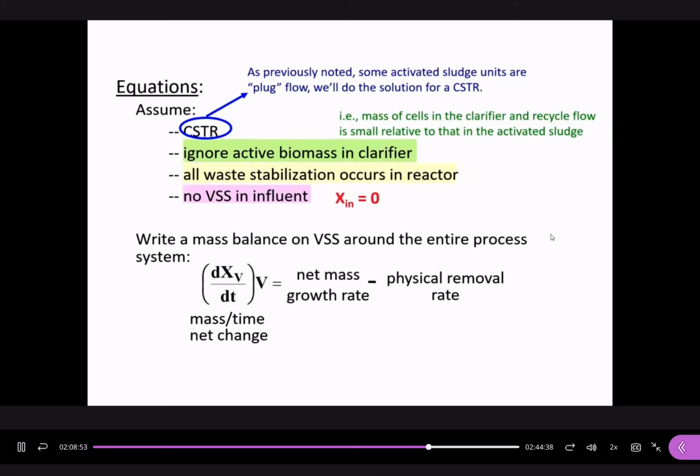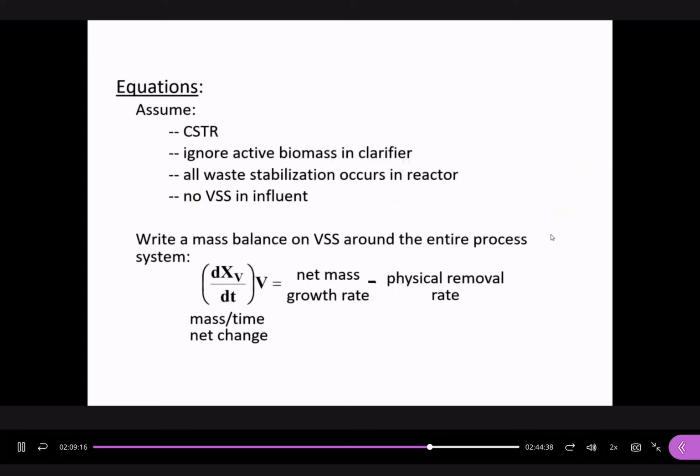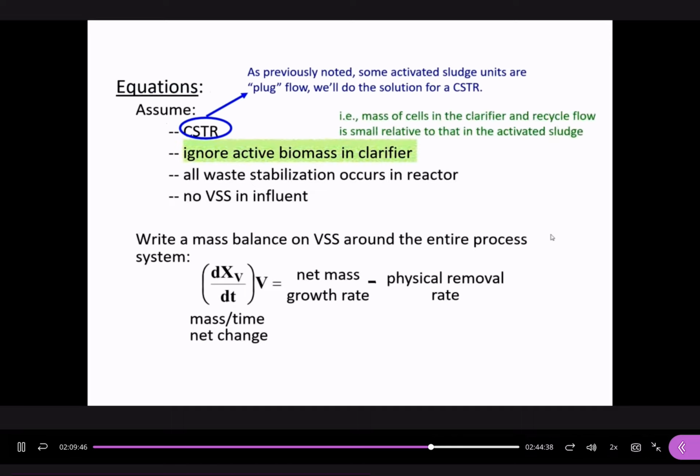Mass balance on X. We're talking about here the change of microbial concentration in the system. The system means this red box. The change of microbial concentration times V, that's mass over time. Mass over time equals the growth and the transport term. Transport term, removal term. So that is the mass balance. This is reaction, this is transport.